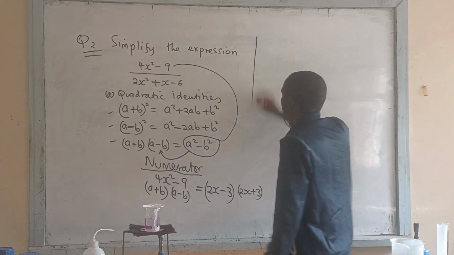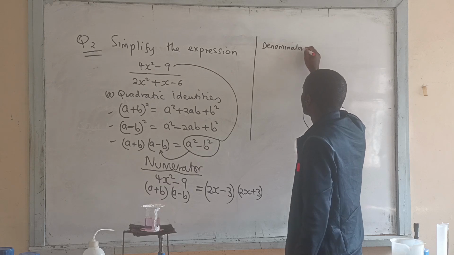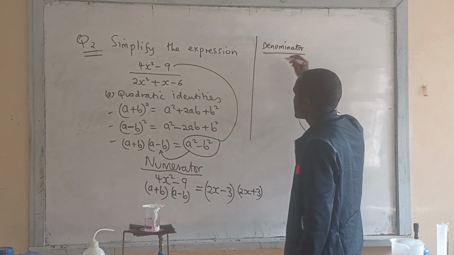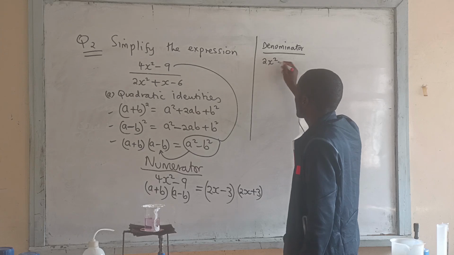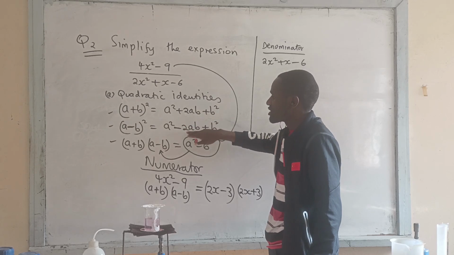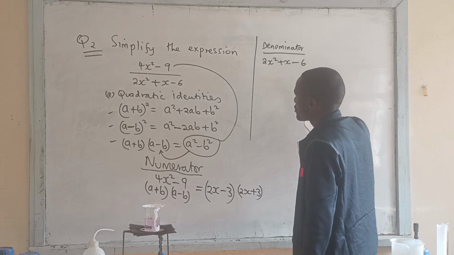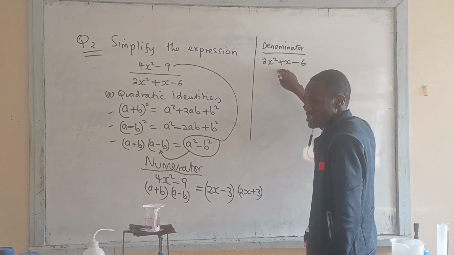Now, if I go to the denominator, the denominator has 2x squared plus x minus 6. That can either take the form of the first identity or the form of the second identity. Those are the quadratic identities. So what I'm supposed to do is factorize this.